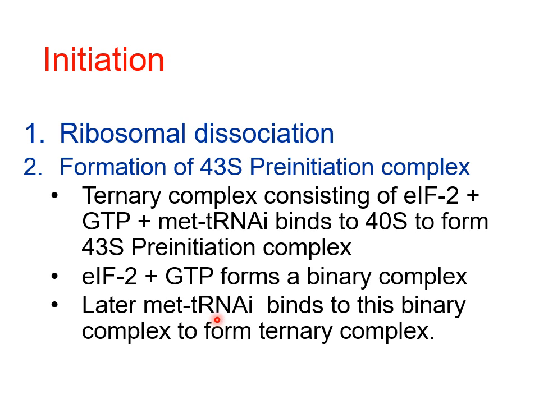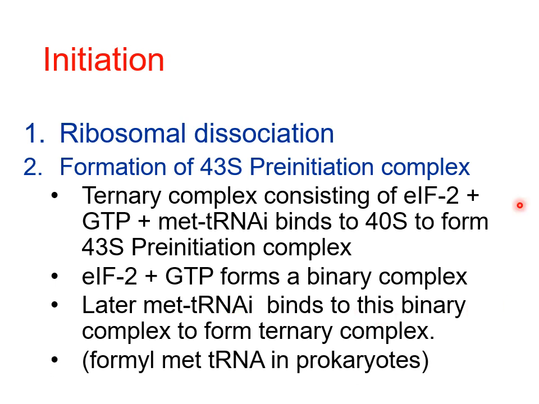initiator methionine tRNA binds. Now there are two tRNAs for methionine. One is the initiator methionine tRNA and another tRNA is for all the other methionine residues present in the protein structure. These two tRNAs are structurally different, but they are charged by the same enzyme, amino acid tRNA synthetase.